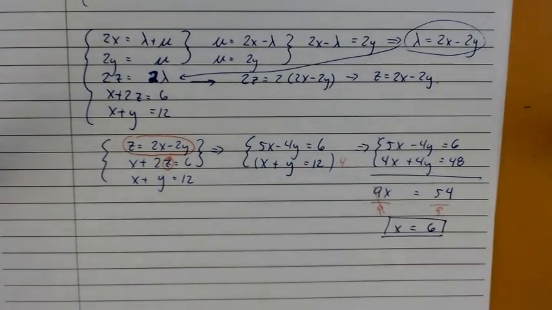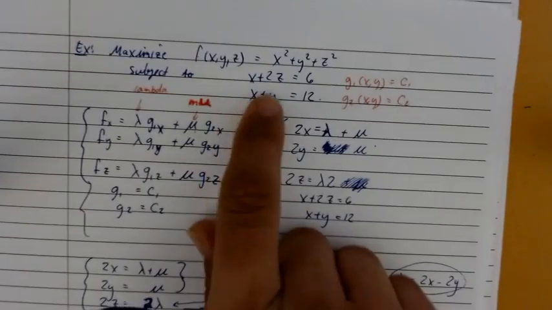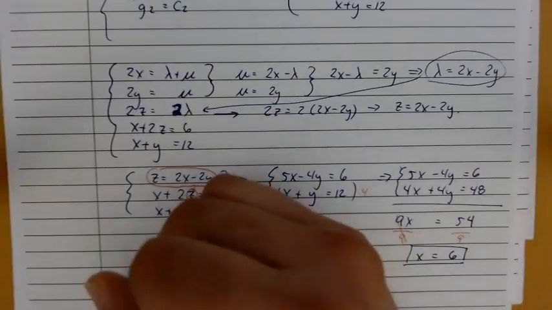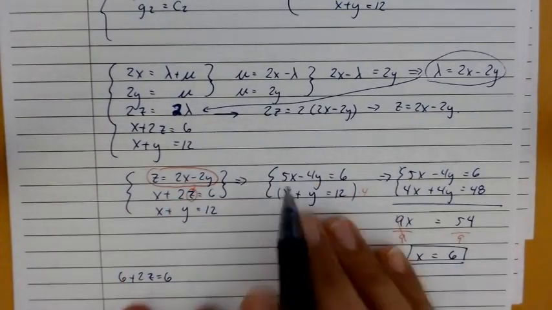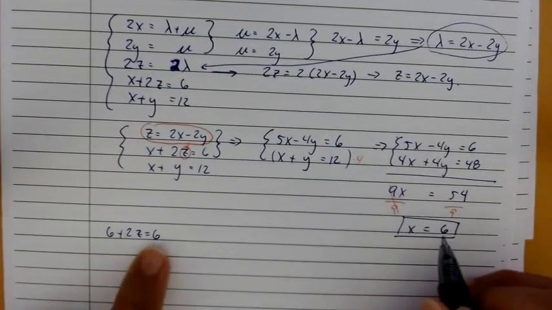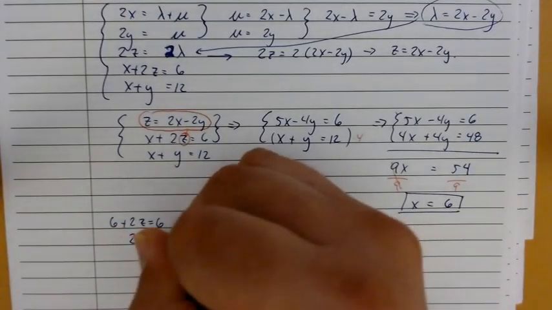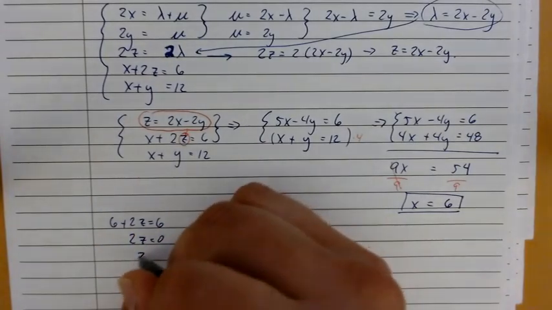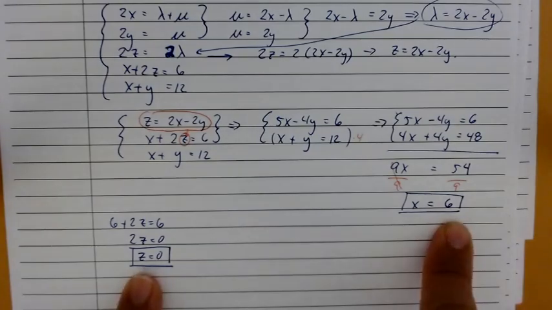Now we can backtrack a little and figure out what our remaining variables are. Going back to our initial constraints, notice that x plus 2z is equal to 6. I'm taking the initial constraint and plugging in the x that I now know. I can subtract 6 from both sides. This gives us 2z equals 0, and then dividing both sides by 2 still gives us 0. So it turns out x is 6, but z needs to be 0.